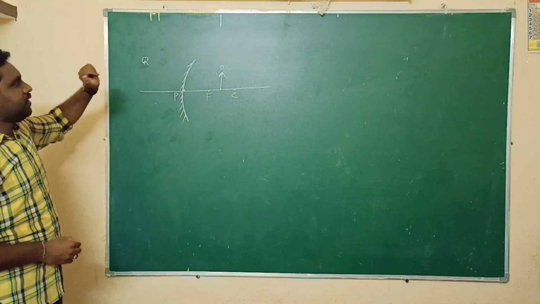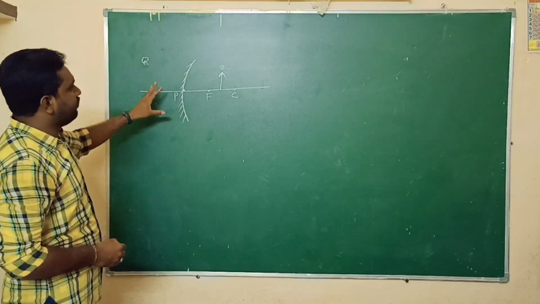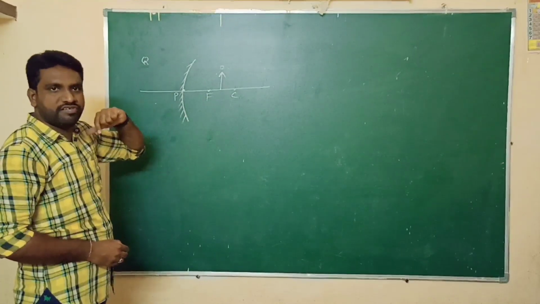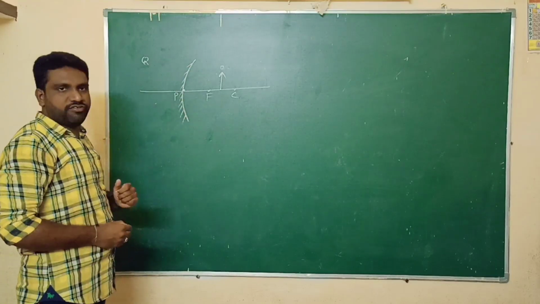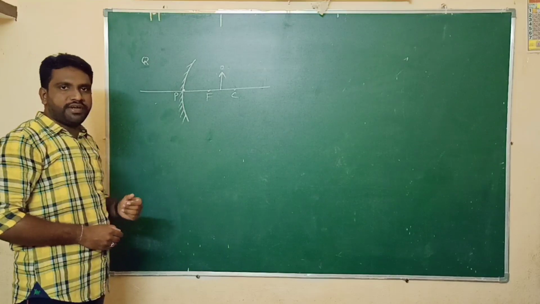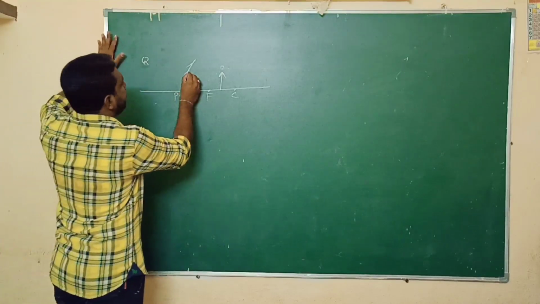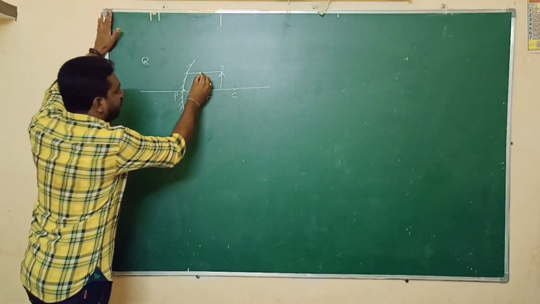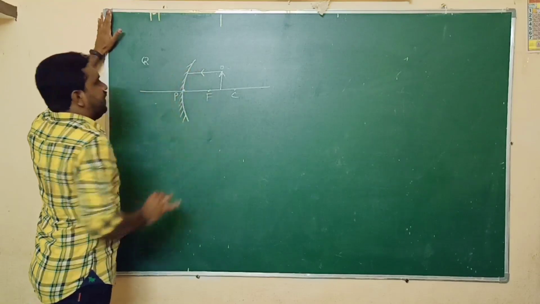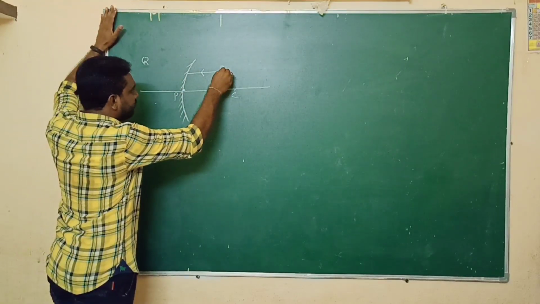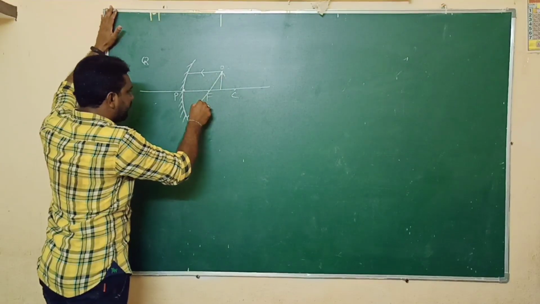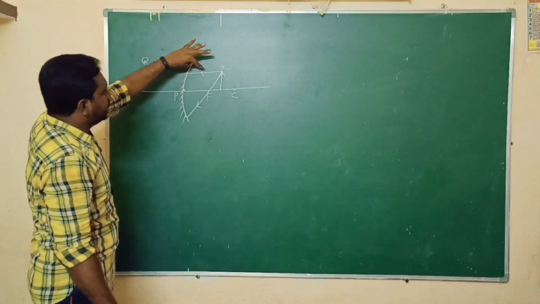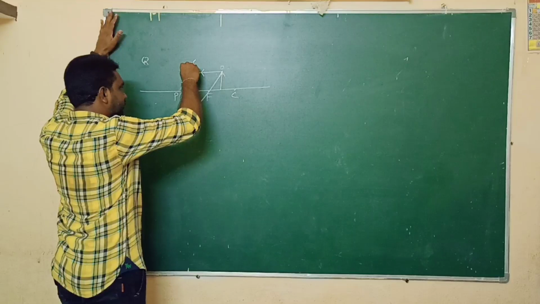This is an incomplete diagram. First of all, we should observe the diagram very carefully. This arrow mark represents the object. The object is placed between focus and center of curvature. This is one position regarding the concave mirror. So what do we need to do to complete the ray diagram? First of all, we need to draw two incident rays coming from the object. One is coming parallel to the principal axis, and the next is from the focus. We should draw two incident light rays. And already we know that if the light is incident parallel to the principal axis, the reflected ray will pass through the focus.